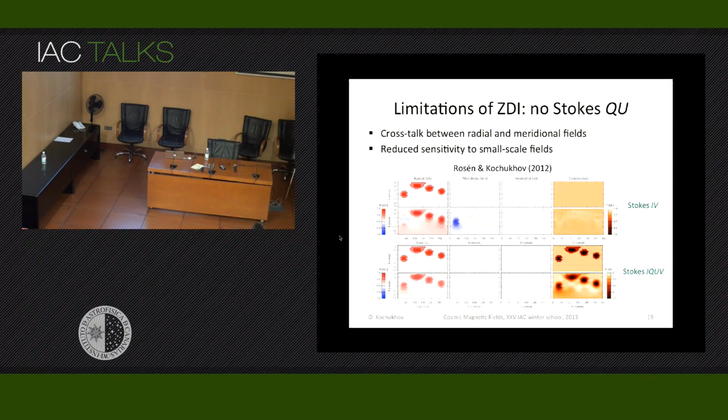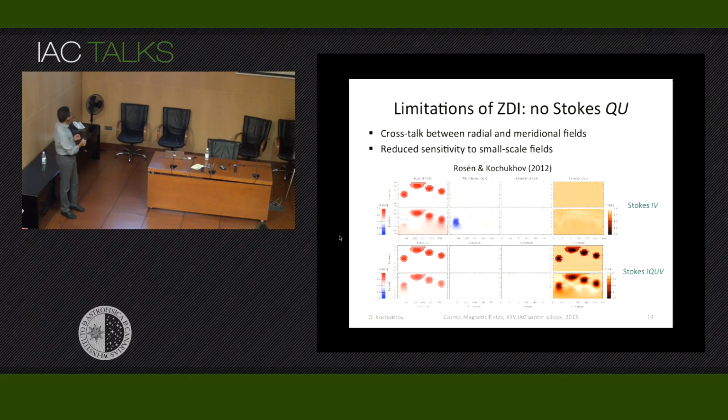And when we're using only Stokes V observations, we are losing some information about magnetic field, in particular about the transversal magnetic field components. What is well known for people who are doing Zeeman Doppler imaging is that with IV mapping, when we reconstruct all three components together, it is often difficult to distinguish between radial and meridional field components.